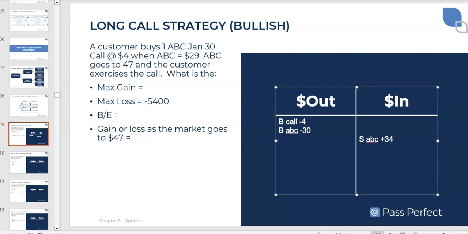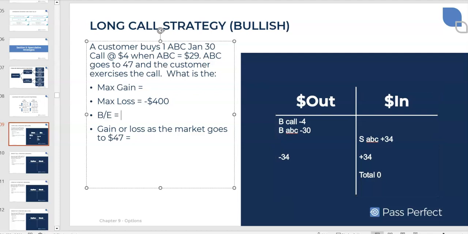34. Exactly, Karina, you got it. Okay, so if a total of 34 went out and a total of 34 came in, for a grand total bottom line of 0. And that's their break even. So at break even at that $34 a share.